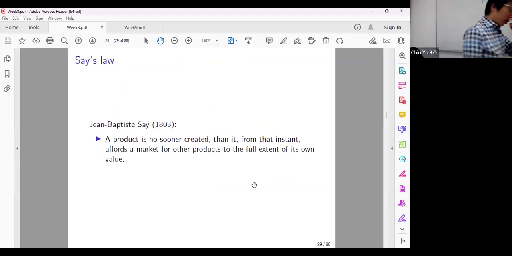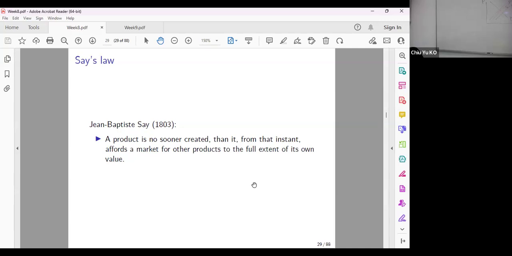Okay. So classical macro means the macro before Keynes, before World War II. This is the classical macro, before John Maynard Keynes. The most famous is what we call Say's law. Although it's very complicated, it means one thing: supply creates demand. It means as long as we produce something, there will be demand there.